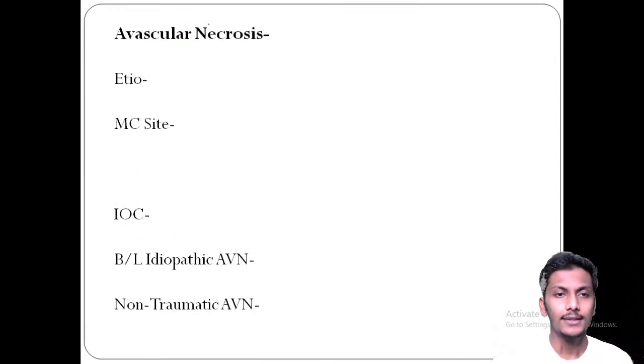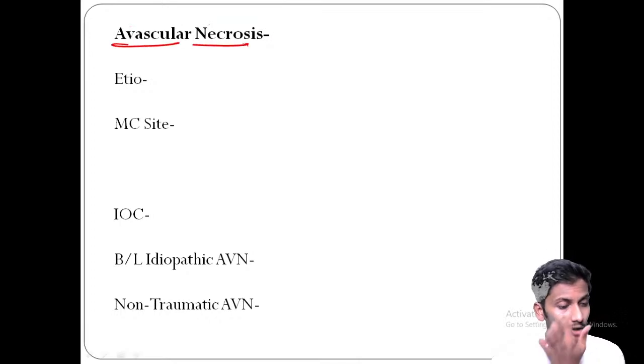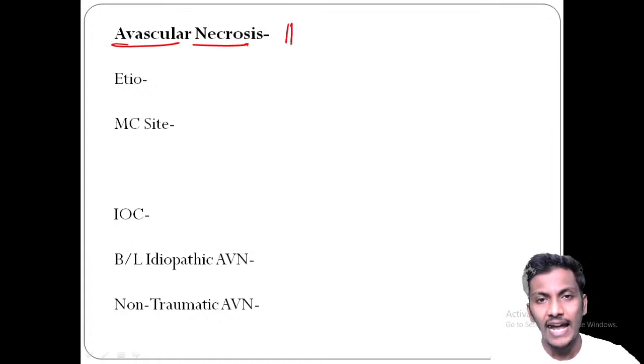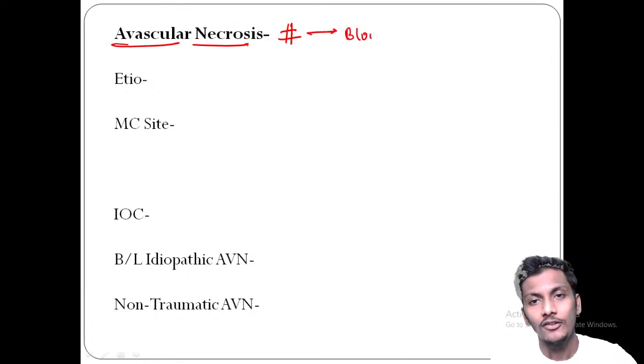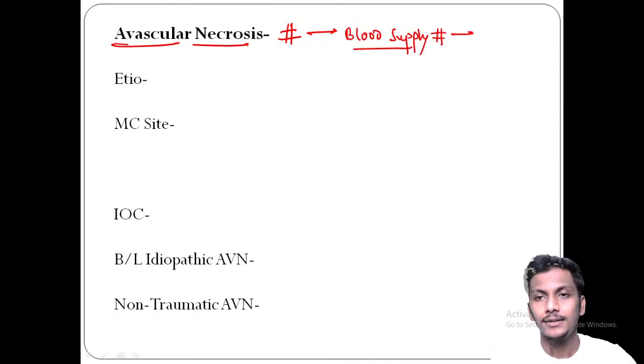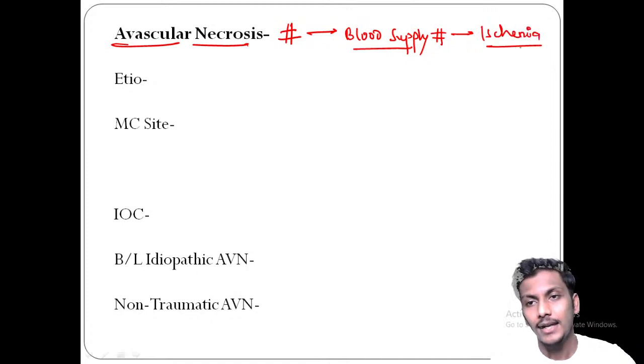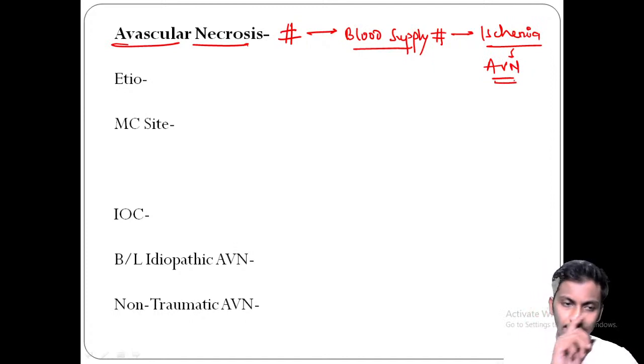So now let's discuss a few points about avascular necrosis. What is avascular necrosis? As we all know, what happens after a fracture? If there is a fracture in any bone, the blood supply is cut off to some particular area. As this blood supply is cut off, it can lead to ischemia, and prolonged ischemia can lead to avascular necrosis of that particular area. This is AVN.